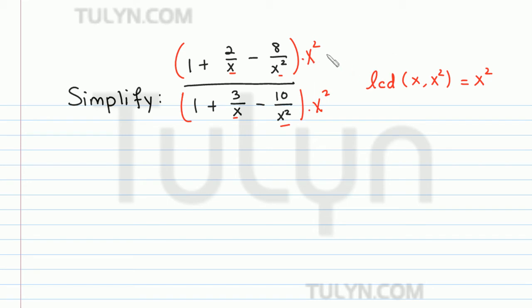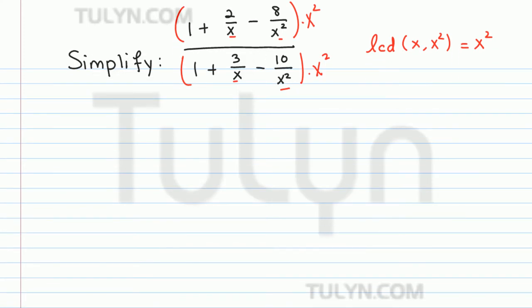And remember, we want to multiply the top and the bottom of the complex fraction by the same number, or the same value, because then essentially we're going to be multiplying by 1, and we won't be changing the expression. So, doing that, I'm just going to distribute this x squared into each of these terms.